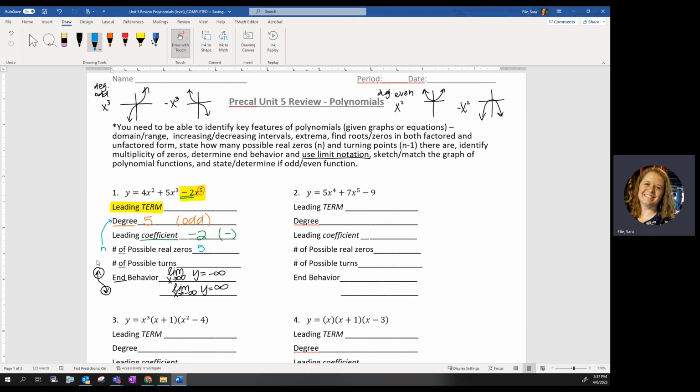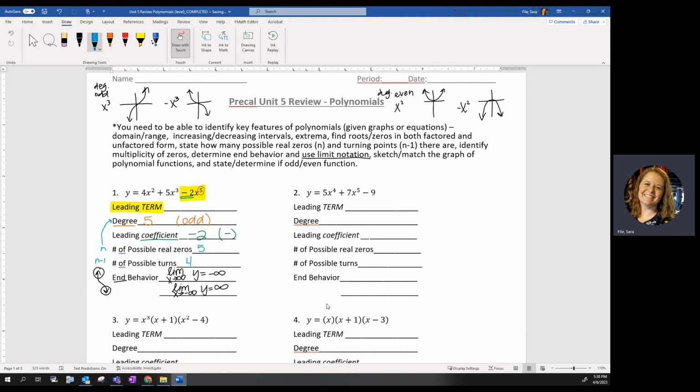And then the number of possible turning points, like when the graph changes direction, so creating an extrema, a maximum or a minimum, is 1 less than that. So there are 4 possible turning points.